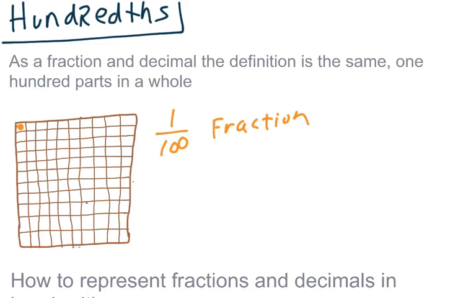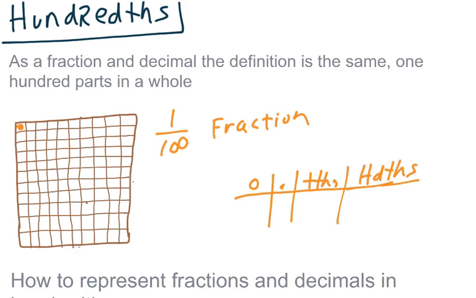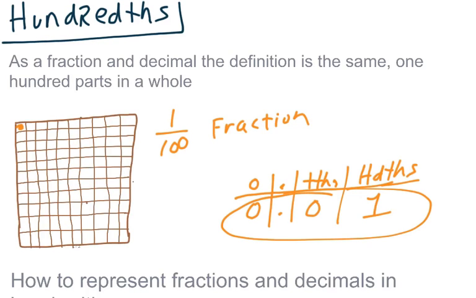As a decimal, how am I going to write 1/100th? Well, I make my place value chart. Ones, decimal point, tenths, hundredths is going to be HDTHS. Again, I have no ones, 0. I have no tenths. And I have 1/100th shaded in. And so if I was going to write this as a decimal, this is what my decimal would look like.